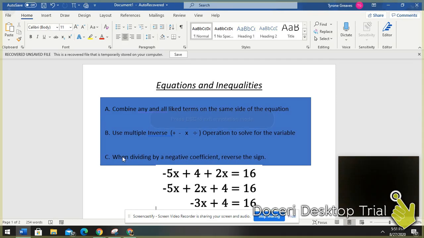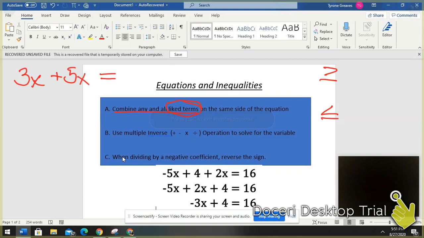So go ahead, grab your journal and write down these notes. First thing we're going to look at is we're going to combine any and all like terms on the same side of the equal sign. So when you see an equation, and wherever you have a symbol like equal to, greater than or equal to, or less than or equal to, you'll see some terms. And we know that terms are alike when those terms have the same variable and the same exponent.